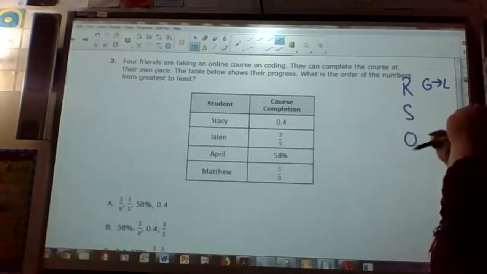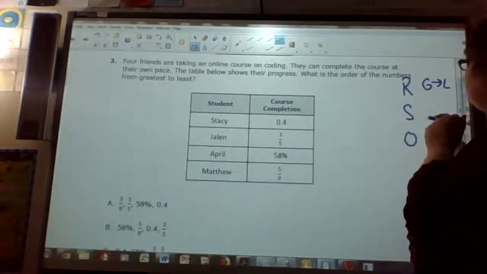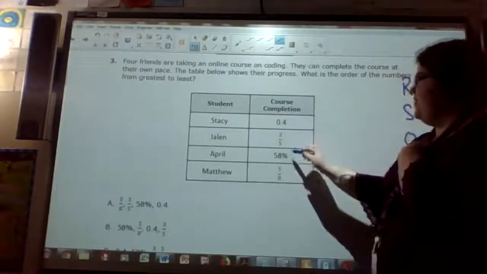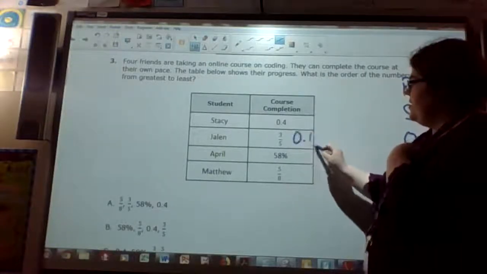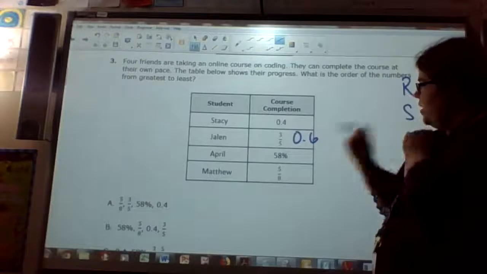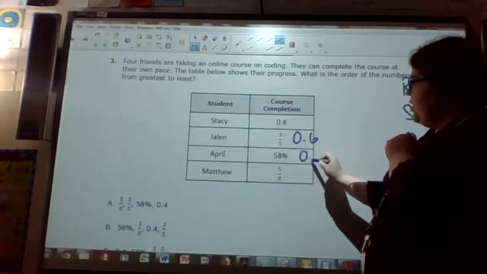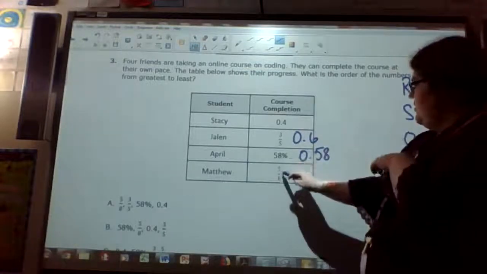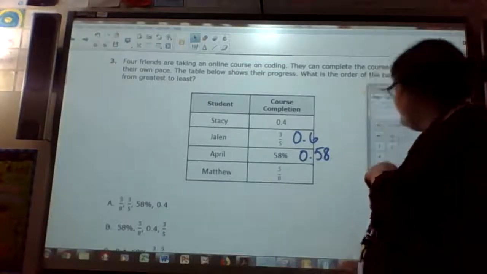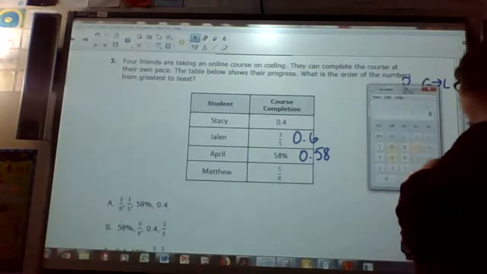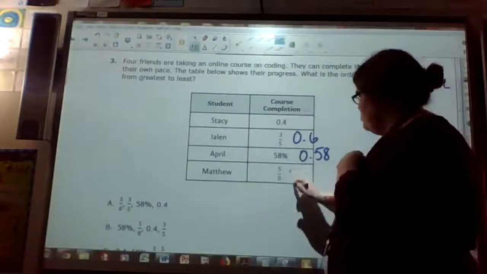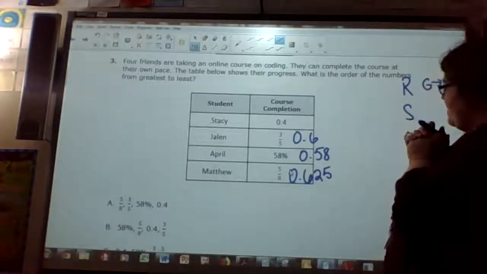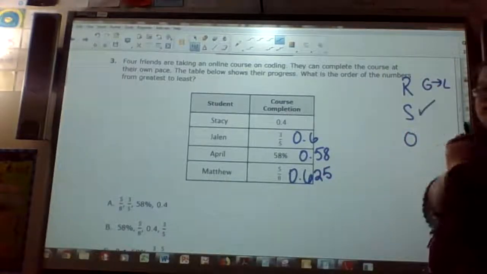My set is make them all decimals. So I need to make them all decimals. So I have 0.4. And then I have 3/5. 3/5 is 0.6. 58% is 0.58, 58 hundredths. 5/8, 5 divided by 8, is 0.625 or 625 thousandths. So I made them all decimals.